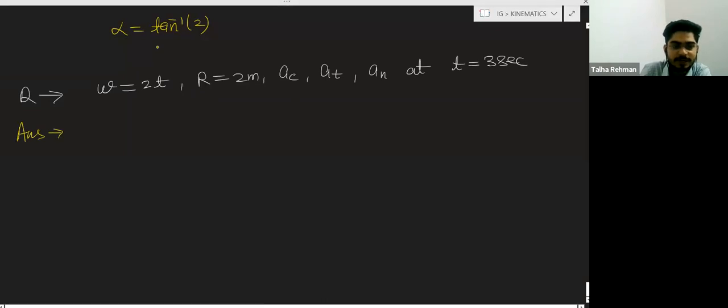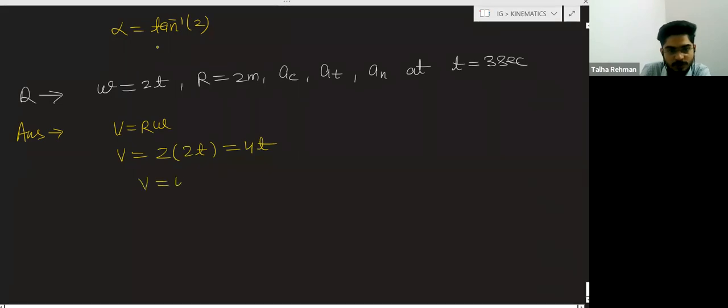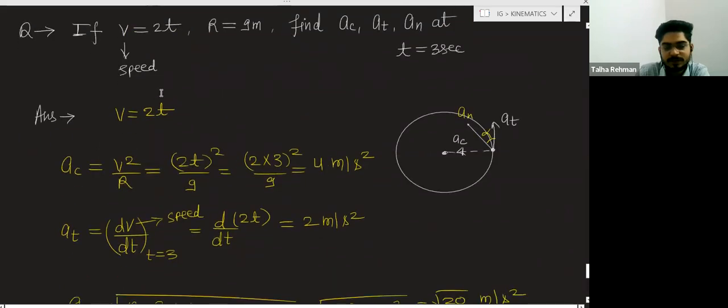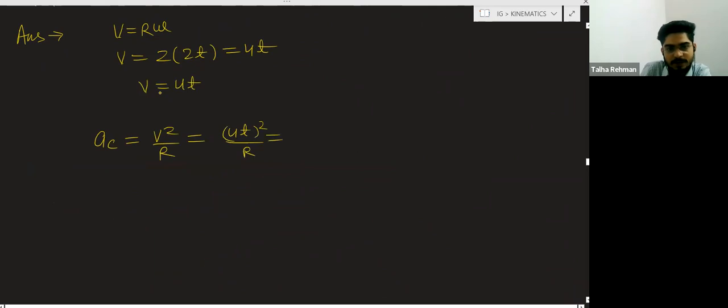We know that in a circle we have v is equal to r omega. Okay, in a circle v is equal to r omega. So we will find first the v. What is r? 2. What is omega? 2t. So this will become 4t. So your velocity is 4t. Now this question becomes like this. Accordingly, you can find the centripetal acceleration. V square by r. V square means 4t square by r.